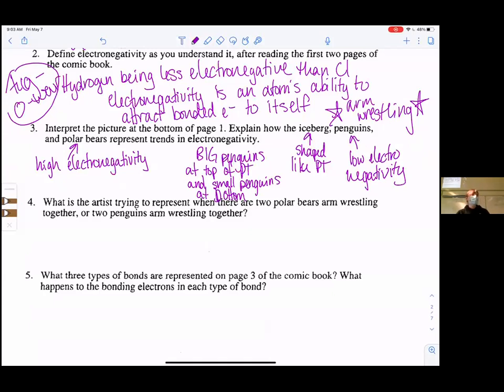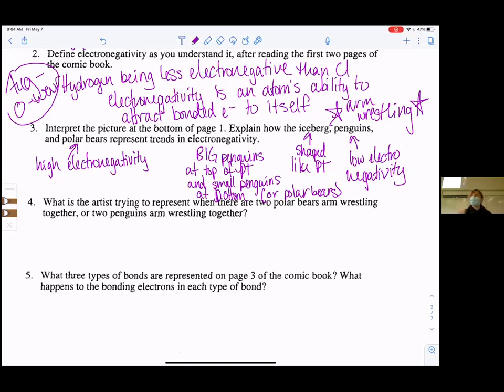And you could substitute out the word polar bear for penguin. So we found bigger critters at the top and smaller critters at the bottom. I'm not going to try to write that because it will be hard to read. So we've got our most electronegative atoms at the top of the periodic table, and the least electronegative atoms are at the bottom of the periodic table.